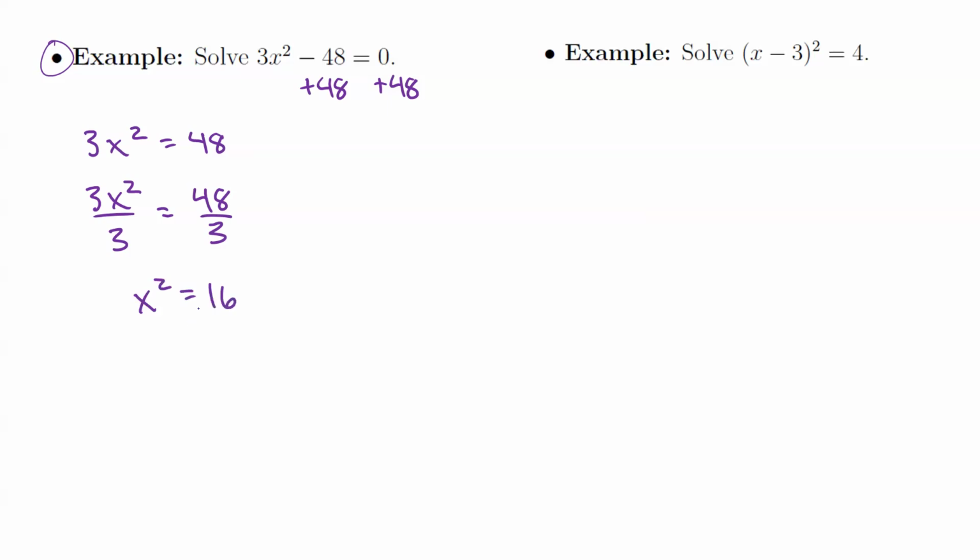All right. And when you see this, you might immediately think, oh, 4, cool. But remember, x squared equals 16. It's not just 4, it's plus or minus 4. So the square root of 16 there. All right. So two different answers, positive 4 and negative 4.